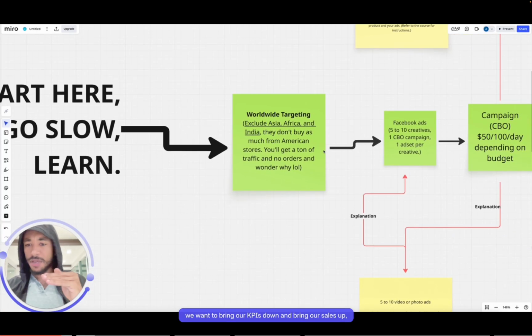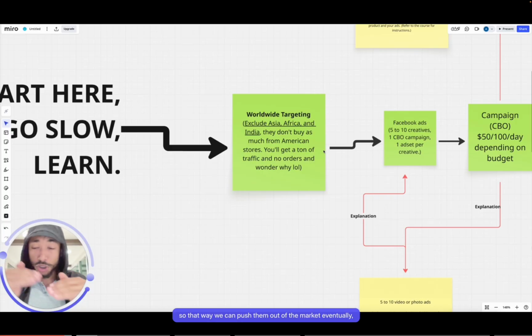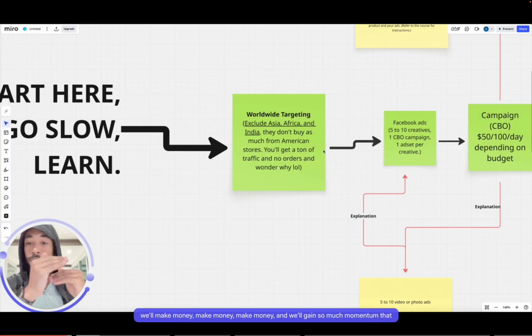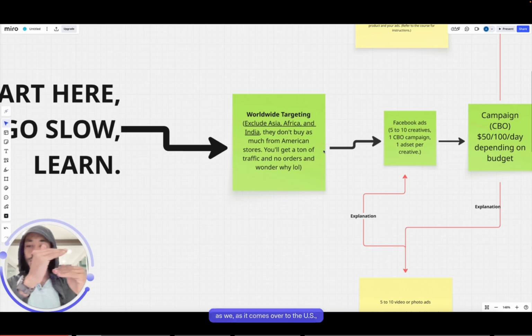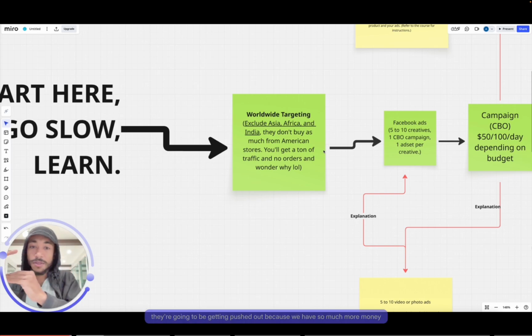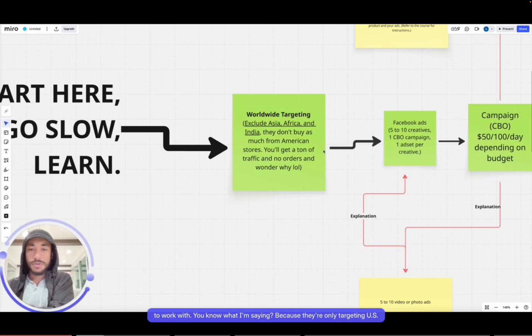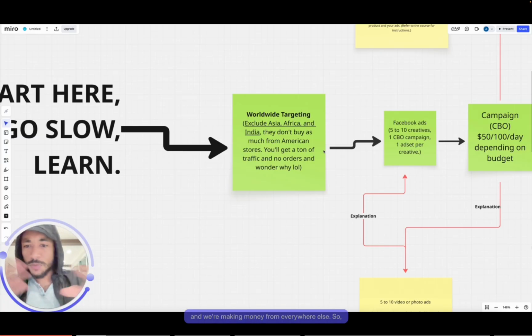So we want to bring our KPIs down and bring our sales up so that way we can push them out of the market eventually, right? We'll let our ads circulate outside of the US. We'll make money, and we'll gain so much momentum that as it comes over to the US, they're going to be getting pushed out because we have so much more money to work with. You know what I'm saying? Because they're only targeting US and we're making money from everywhere else.